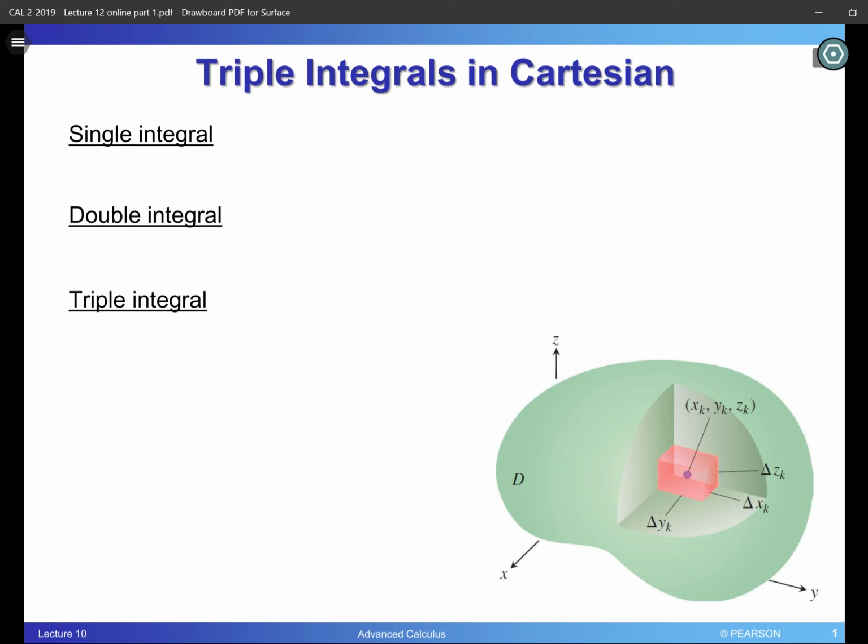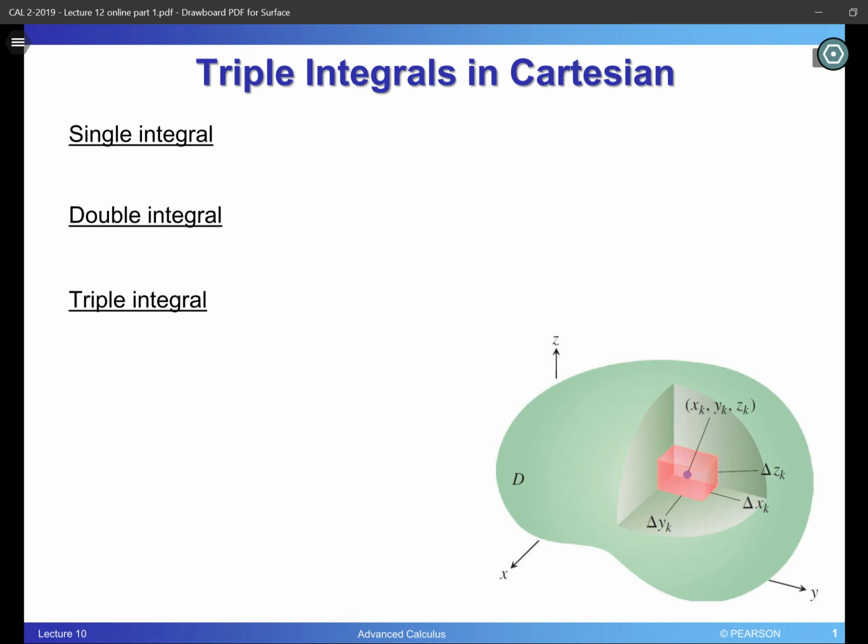Alright guys, this is going to be lecture 12 and it's going to be about triple integrals in Cartesian coordinates. The new lecture note is going to be sent to you in the Line group and on Canvas too, so you can download the file and maybe study along with this lecture.